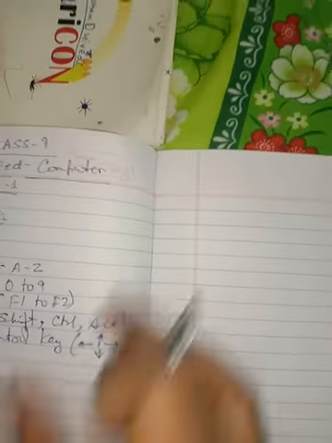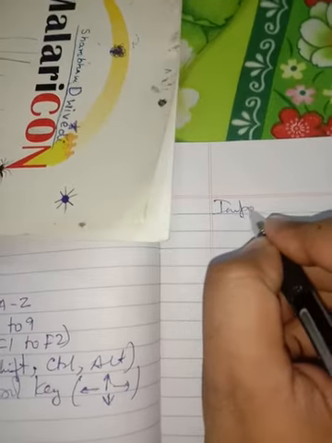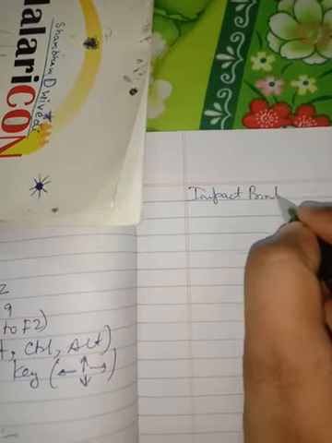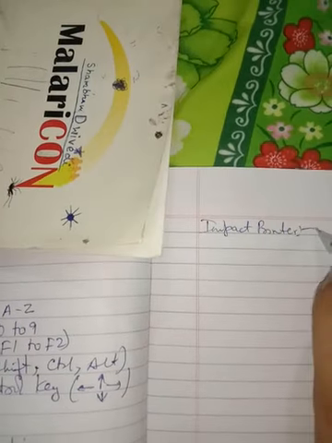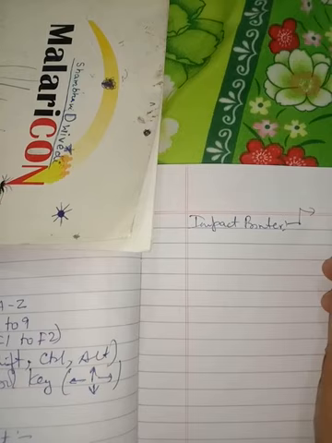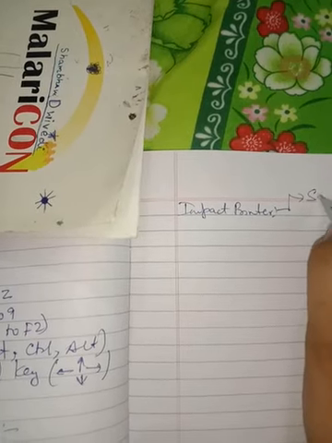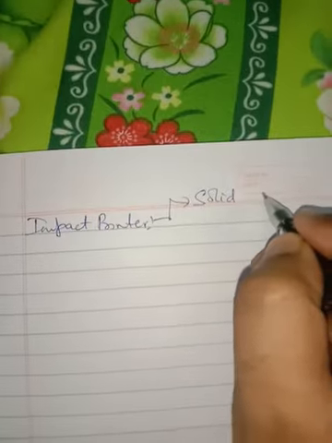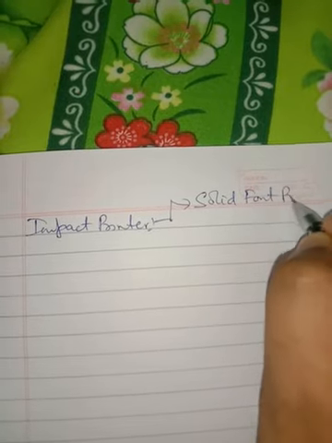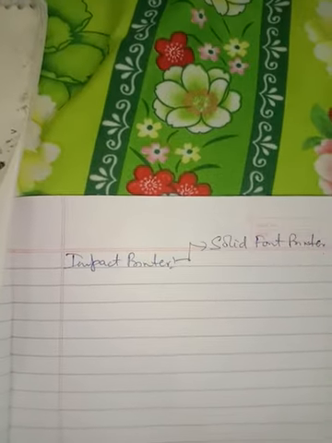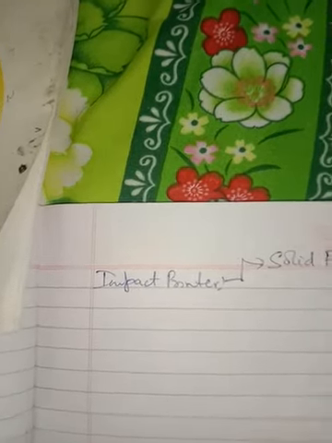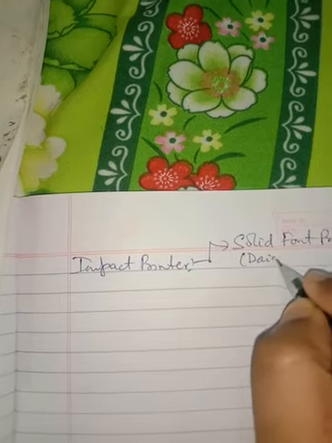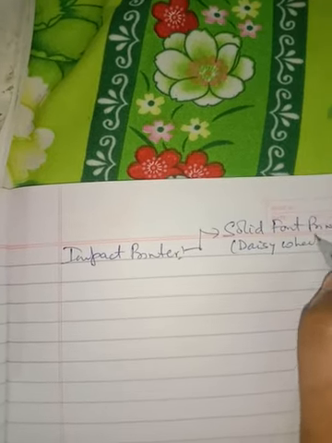The impact printers are generally of three types. The first is solid font printer. An example of a solid font printer is the daisy wheel printer.